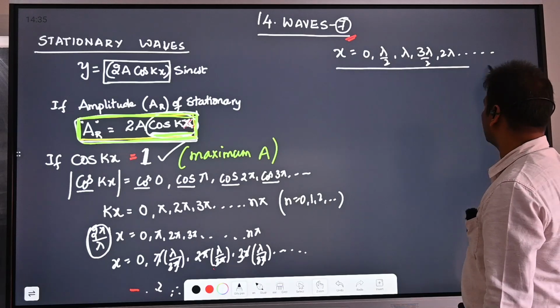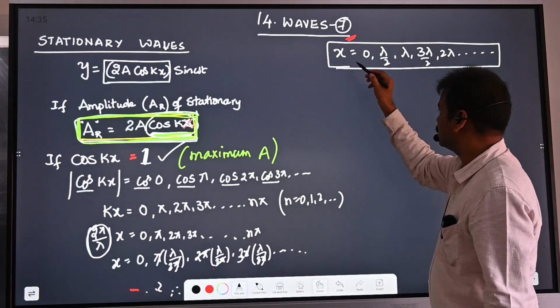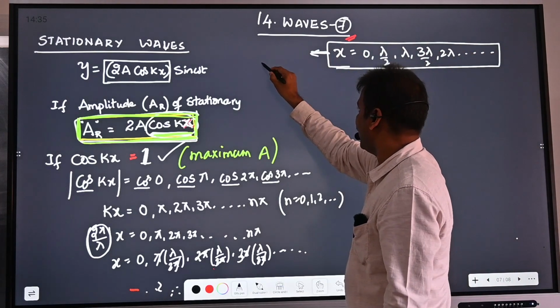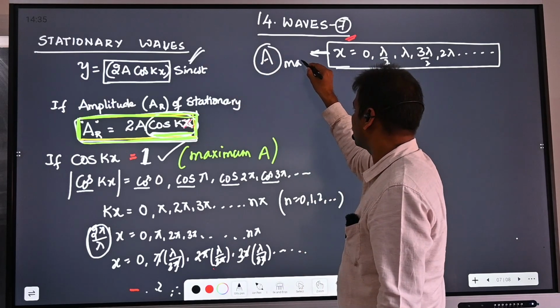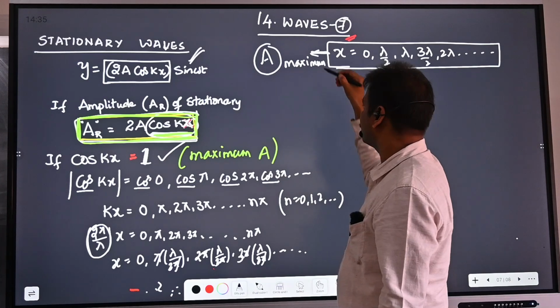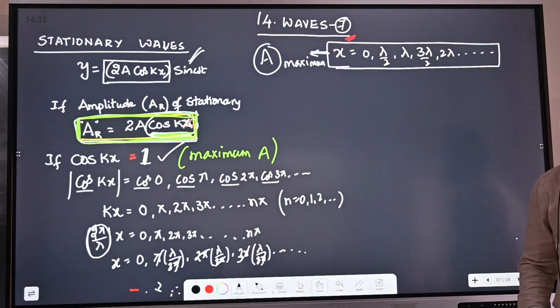At these values, the amplitude of the stationary wave will become maximum.